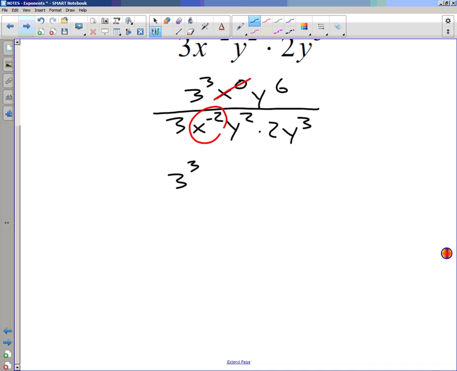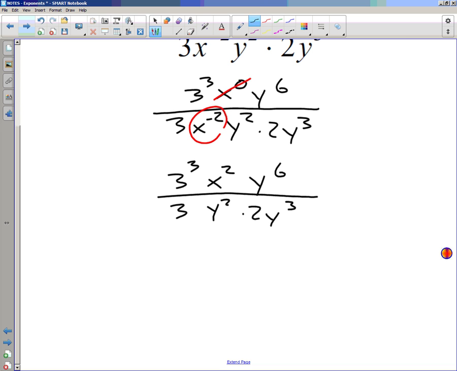3 cubed. Let's move this x squared up to the top. We still have a y to the 6th up here. On the bottom, we've got a 3, we've got a y squared, we've got a 2y cubed also. All right. What to do next?